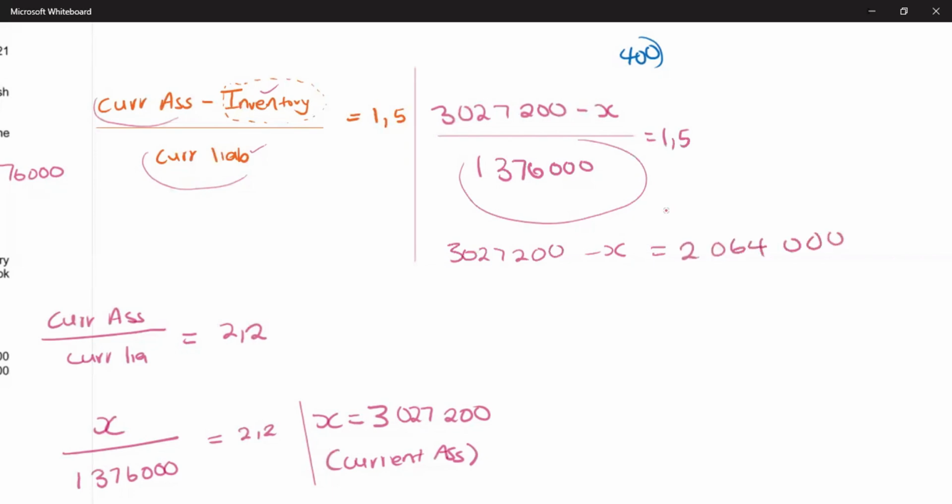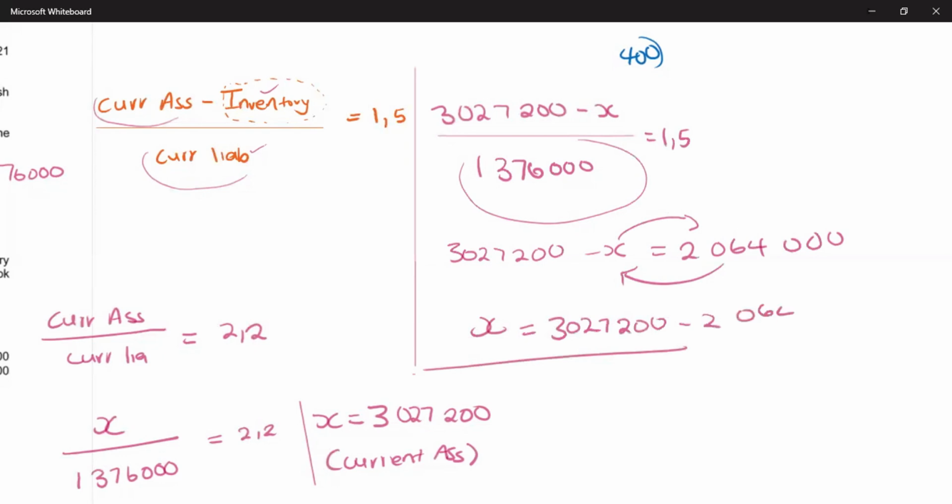And now to get my x, I'm going to take it to the other side, so that could be positive, and I'm going to put this here. So basically x, which is my trading stock or my inventory balance in this instance, is going to equal 3,027,200 minus 2,064,000. And punching this into my calculator, this would be 963,200.